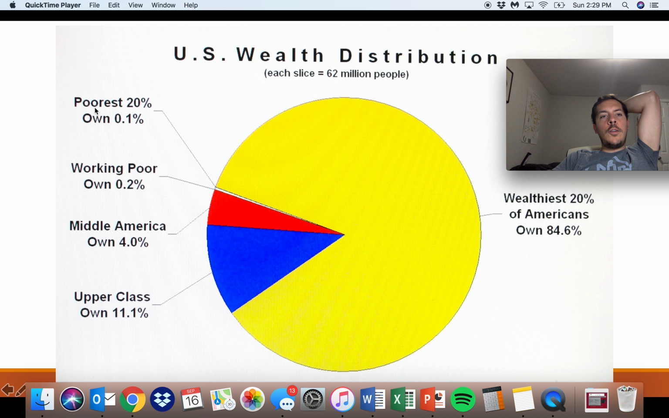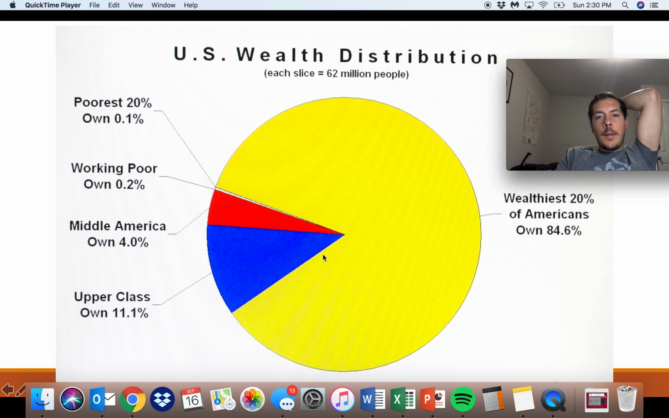What sticks out to me is the fact that the poorest 20 and the working poor, that's 40% of our country. 40%, that's almost half. So almost half of the people in our country own not even the red, but just that tiny little sliver right there. Almost half of our country only owns that tiny sliver. And then the other almost half owns basically the whole pie.